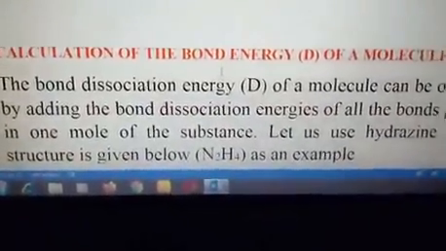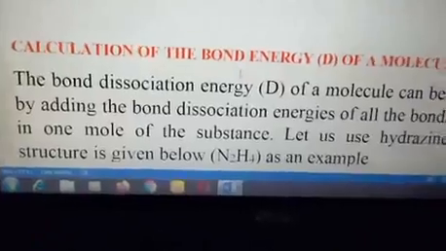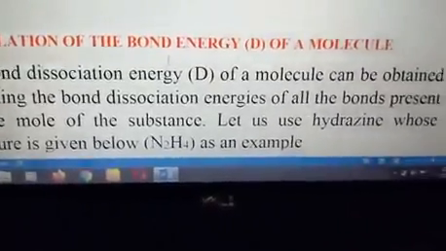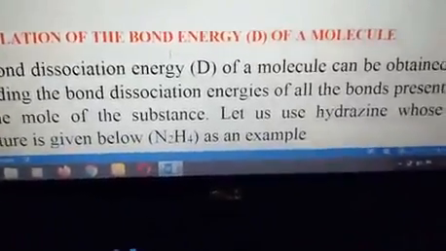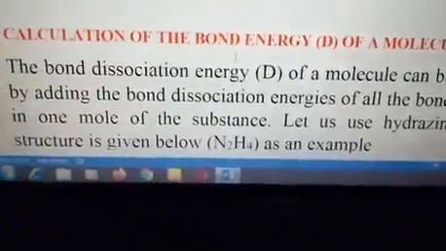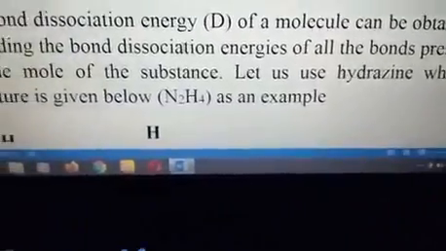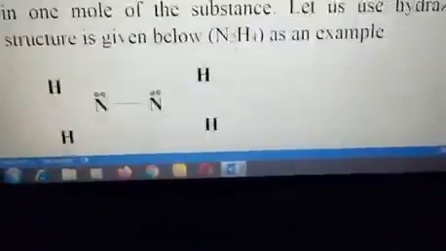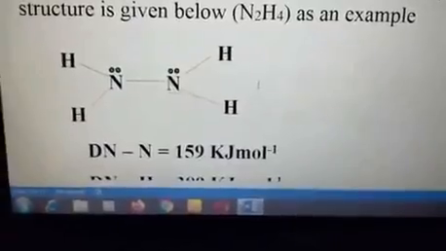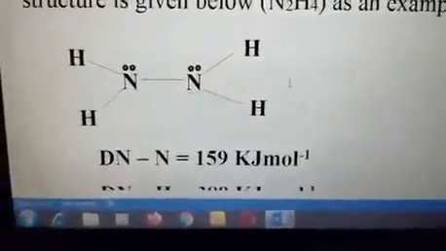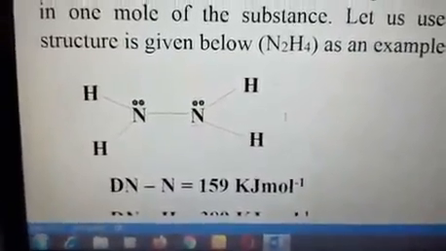We'll now look at the calculation of the bond energy of a molecule. The bond dissociation energy D of a molecule can be obtained by adding the bond dissociation energies of all the bonds present in 1 mole of the substance. Let us consider hydrazine, whose structure is given below. Hydrazine contains only one nitrogen to nitrogen bond, and 4 nitrogen to hydrogen bonds.